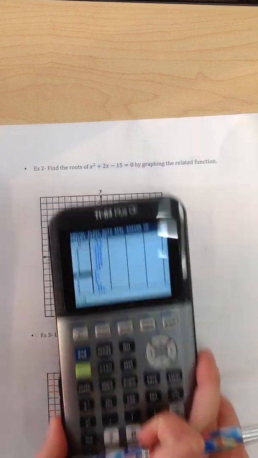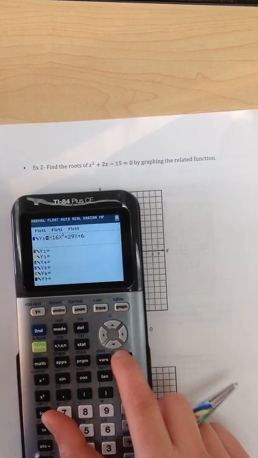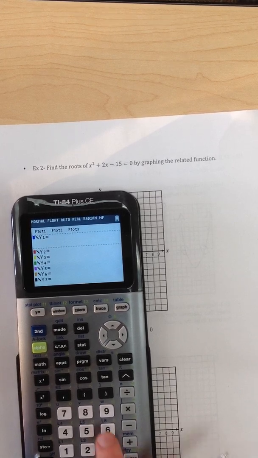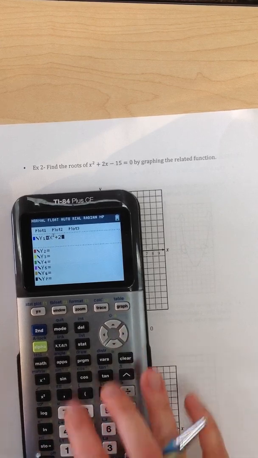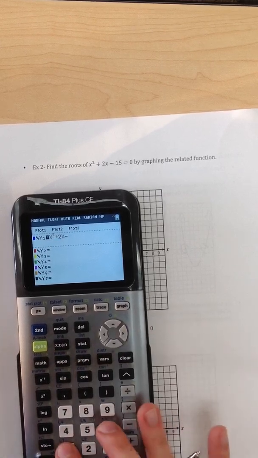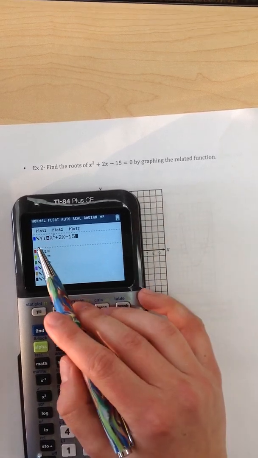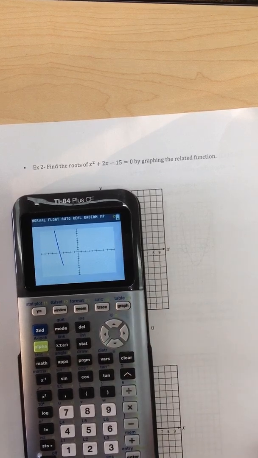Okay, so first thing we want to do is graph this. So I'm going to go back to my y equals button, clear out all the stuff, and then type this in here. So x squared, so x to the power of 2, plus 2x minus 15, and then it equals my 0, which I know is my y, so it equals my y there. Then I push my graph button, and I get something that looks like that.